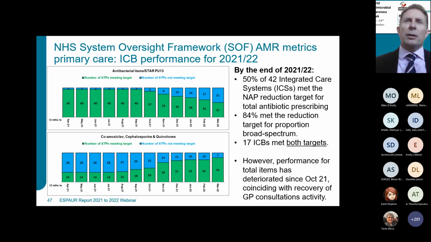And often a challenge is put to us that it's very difficult to reduce both total consumption of antibiotics and also keep that proportion at or below 10% for broad spectrum. So for 17 ICBs, they did achieve that by the end of 21-22. But it's clear from those charts that whilst performance has improved on the bottom chart for proportion broad spectrum, performance in terms of total items prescribed per STAR-PU has deteriorated during the final months of the year, and I'll explain more recent data towards the end of the presentation. Next slide, please, Ella.